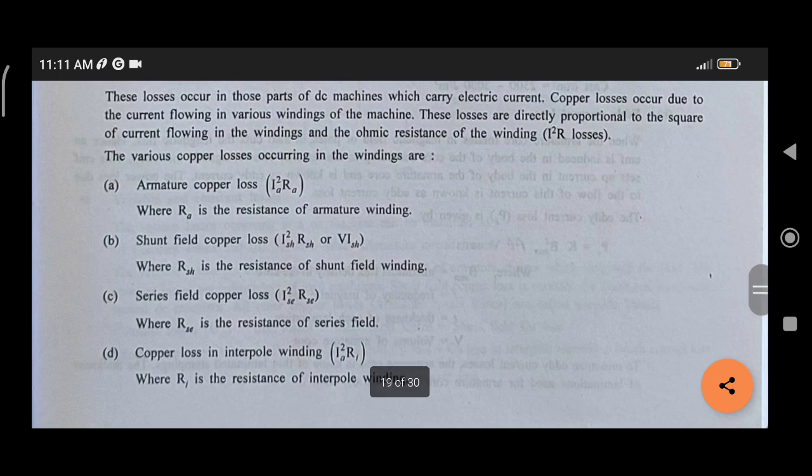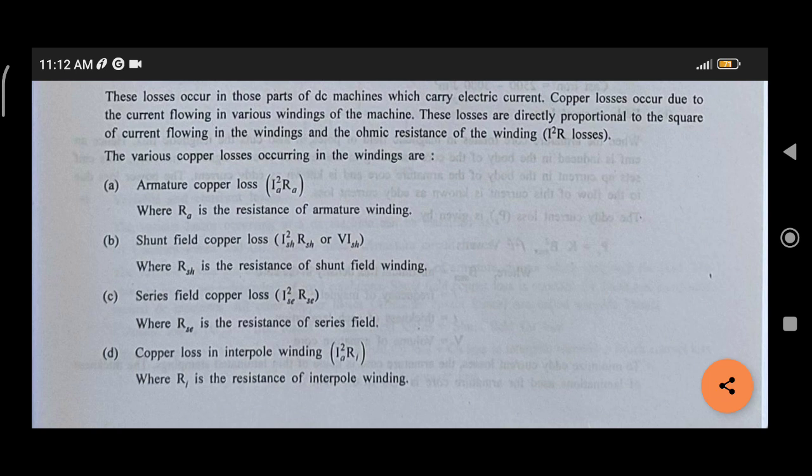So there are four places where we observe the copper losses. First is armature copper loss. We all know that the armature is made up of copper winding, so if current flows in the copper winding, then Ia square Ra loss will be there. Second one is the shunt field loss. The shunt field is also made up of copper winding, so we also observe copper loss there.